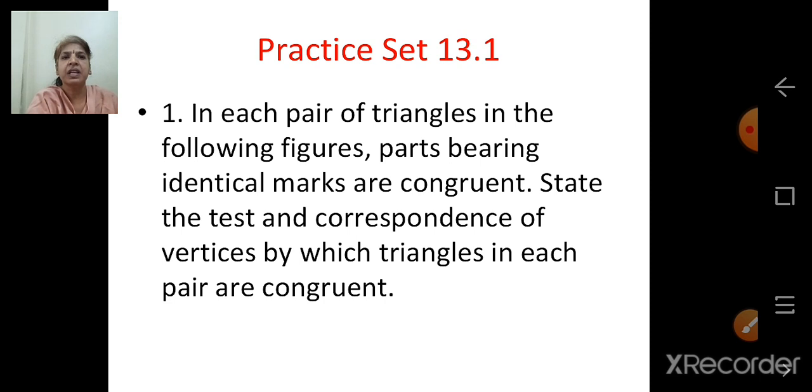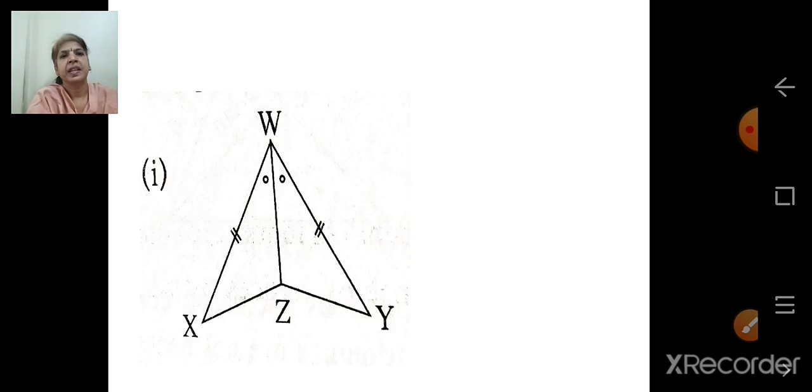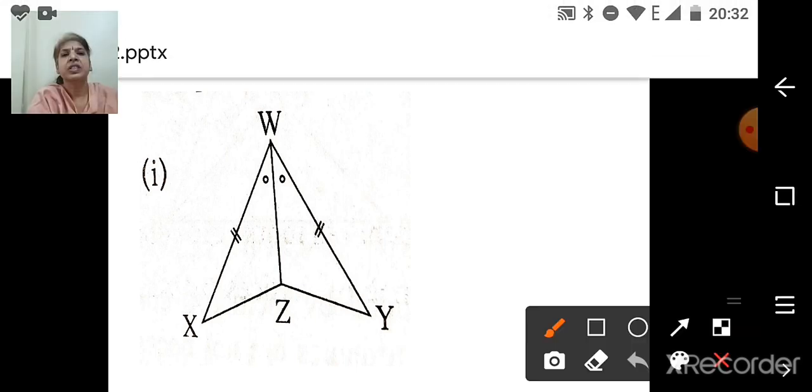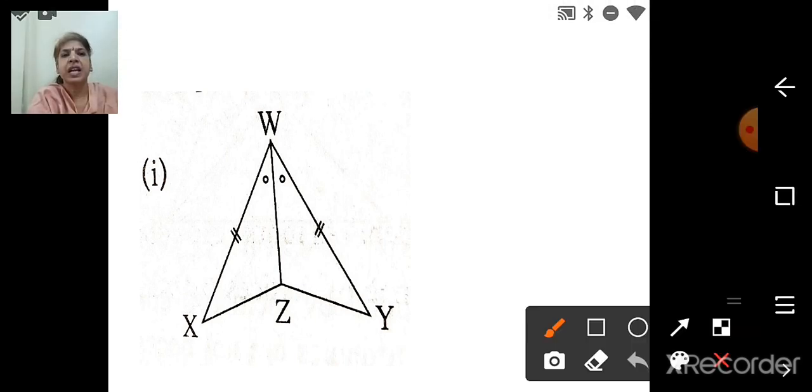So, what is given? Pairs of triangles are given bearing identical marks. We have seen identical marks, so identical marks are also given. What we have to state is the test and the correspondence of vertices. So this is the first one. You can see there are two triangles, and these two triangles are attached, or they have one side common. Which side is common? It is WZ. Many times when the side is common, there is an identical mark for the common side.